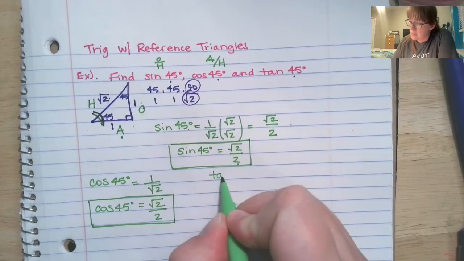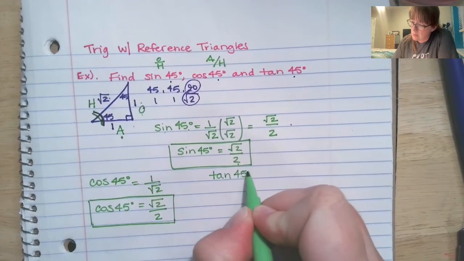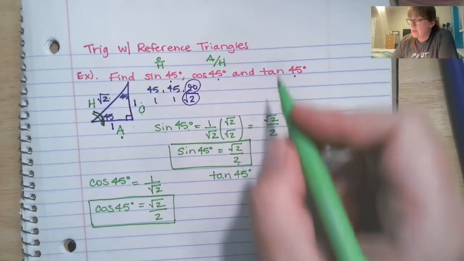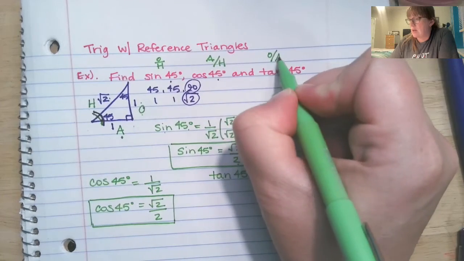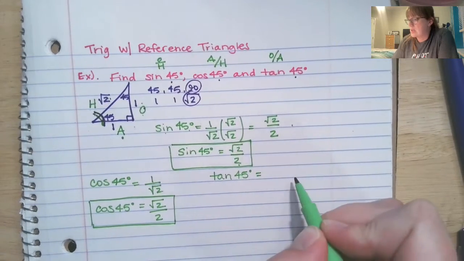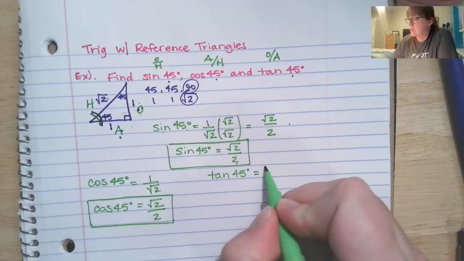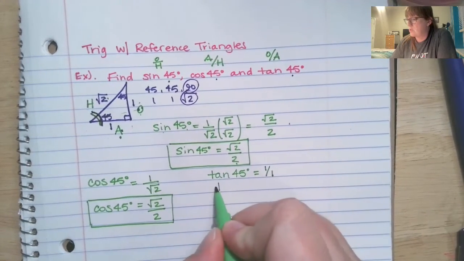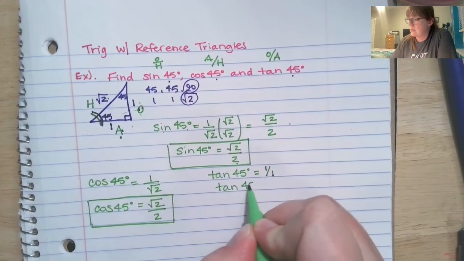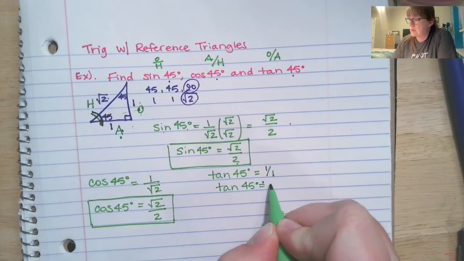Okay, tangent of 45. Tangent is TOA, so that's opposite over adjacent. So that's 1 over 1. Well, that's just 1. So tan 45 equals 1.